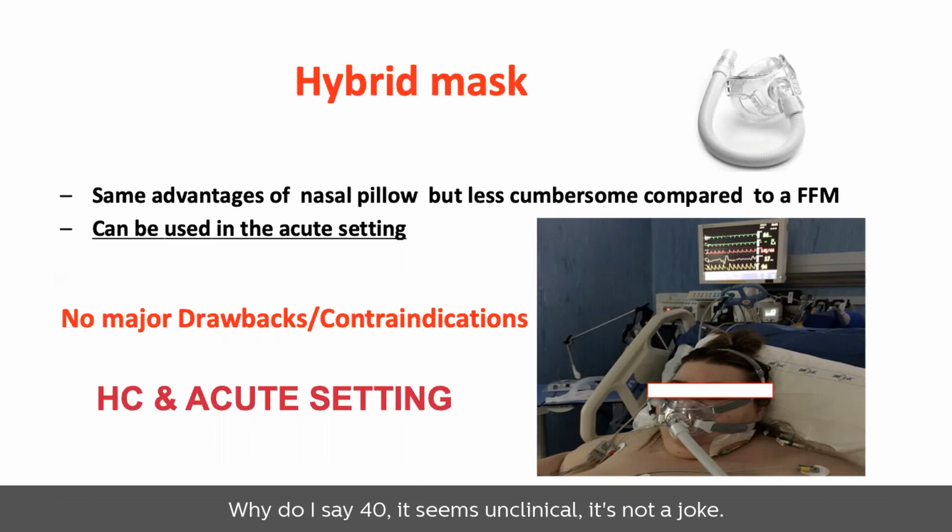Why say 40? It seems unclinical. It's not a joke, because these patients sometimes use a two-level or auto CPAP with pressure support, and sometimes the PEEP is able to rise up to 15. If you add 25 of pressure support, the pressure is 40 centimeters of water.